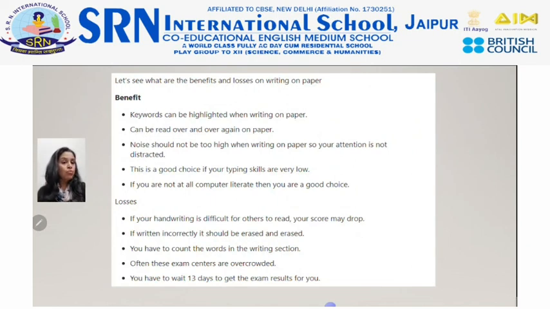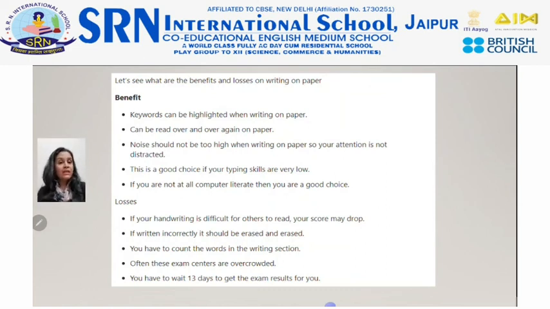Noise is not too high when writing on paper, so your attention is not distracted. This is a good choice if your typing skills are very low. And if you are not at all computer literate, then you have a good choice in the pen and paper assessment. Now, what are the disadvantages?